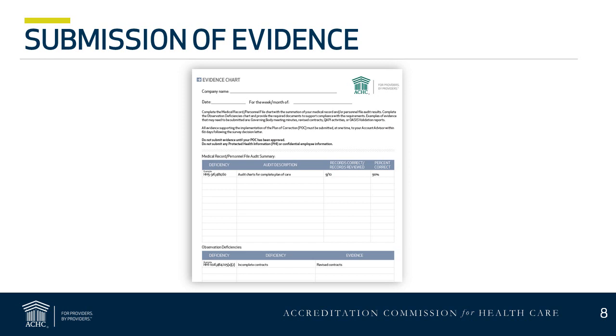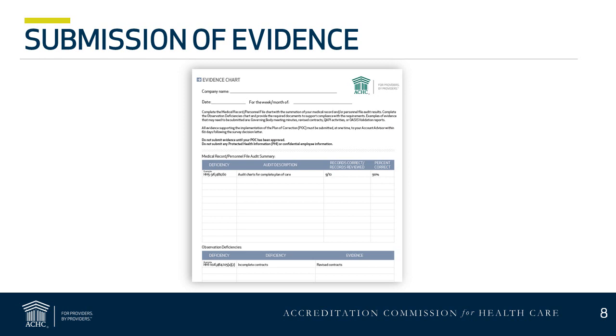You'll identify the deficiency, provide a brief description of what you did, how many charts you reviewed, how many were correct, and what that percentage equals. And we'll compare that to your identified threshold on your plan of correction to ensure that your plan of correction was effective. Now at the bottom you will see sometimes you will send in a hard document, such as an incomplete contract, but the majority of your audits, because the majority of your deficiencies are going to come from your medical record, we want you to summarize this information.